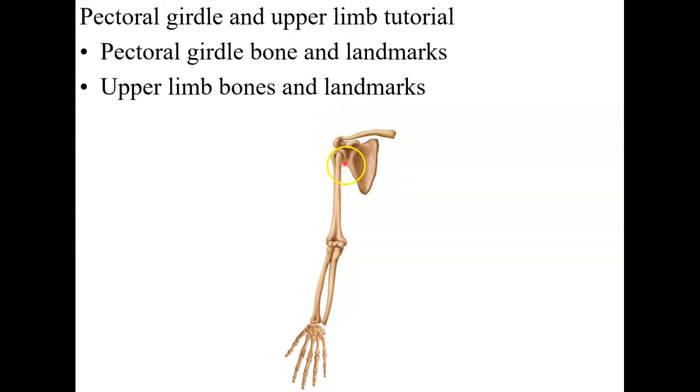This is considered to be the pectoral girdle, and this particular structure anchors the arm to the upper body. We're also going to talk about the humerus. We'll talk about the ulna and the radius, the carpals, the metacarpals, and the phalanges.